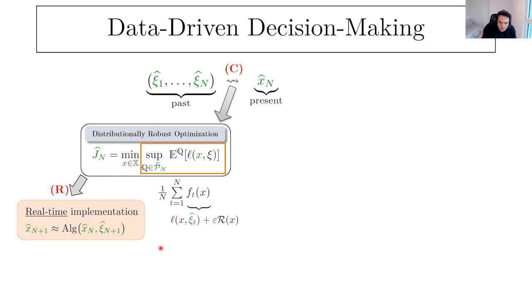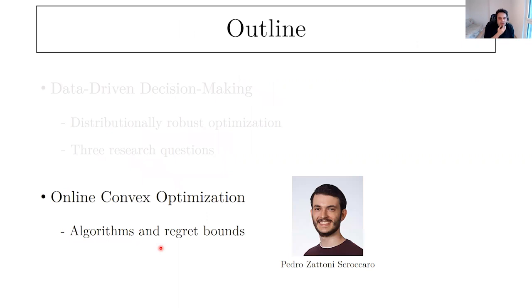Okay. So the second part of the work is I'm going to focus on this separable cost function, online convex optimization. This is a collaboration with my student Pedro Zattoni Scrocaro. He's the driving force and the brain behind it. I hope I can answer your question, but if I cannot, I guess he's in the audience and I point to him if I couldn't answer the question.